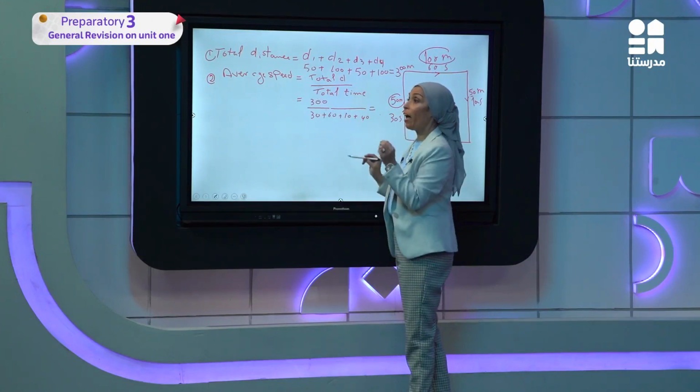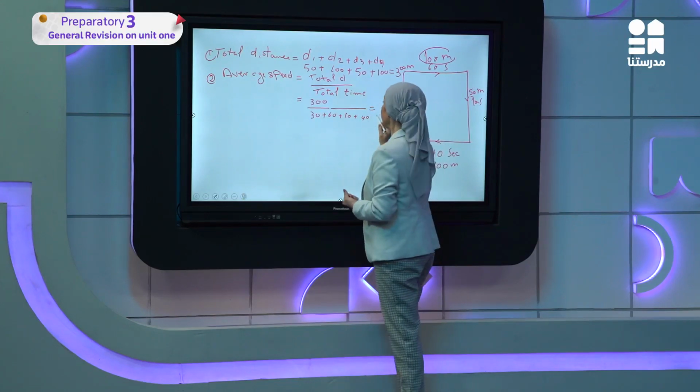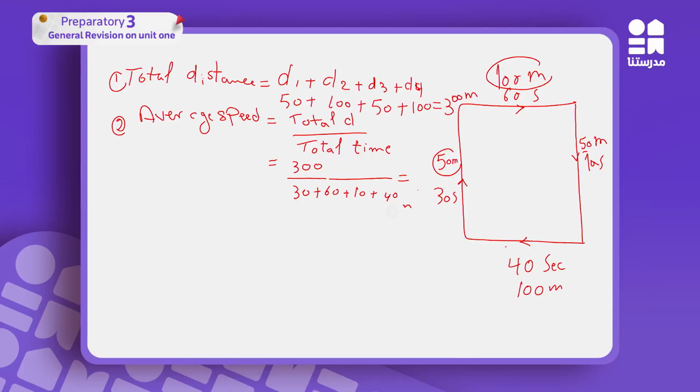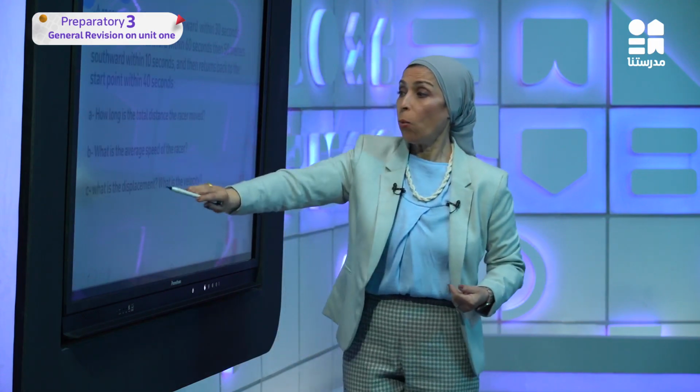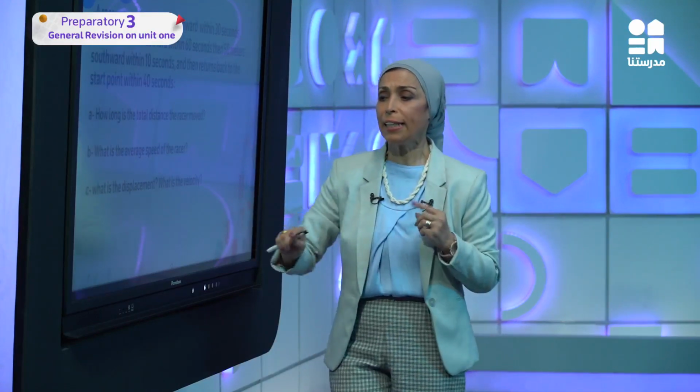And then I have to put the unit. What is the unit of measuring speed? It's meters per second. Okay, let's move to the next part, which asks what is the displacement and what is the velocity. Here I have a very important note you have to recognize from this problem. It's a long problem but it covers all the data we took in the unit.